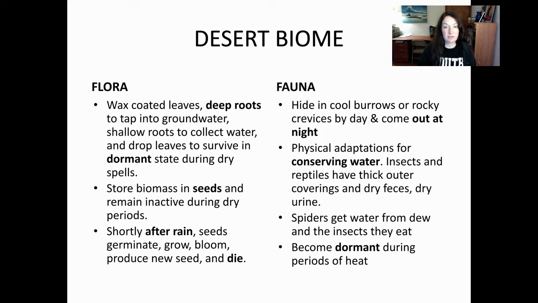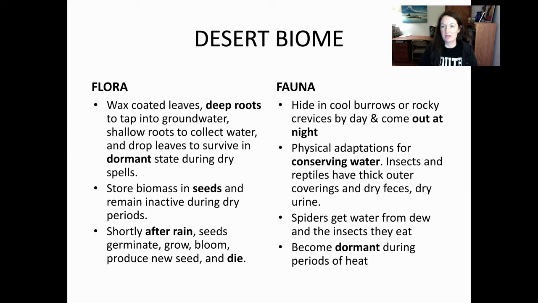However, they can have different types of leaves that can stay dormant longer during dry spells. So you see cacti and you see succulent type plants that could have shallow roots, but their leaves, or their structures, do not require as much rain. They do store biomass in the seeds within them, the plants do. And then after a rain, those seeds can germinate and bloom, and then produce new seeds and die. So the life cycle of the desert plants is very unique compared to other biomes on Earth.